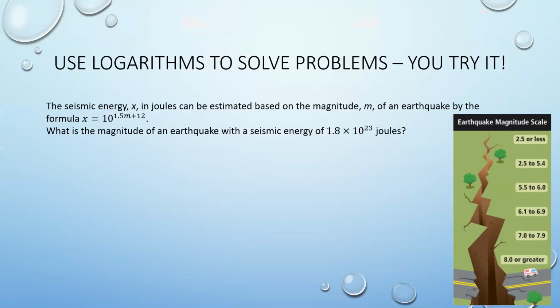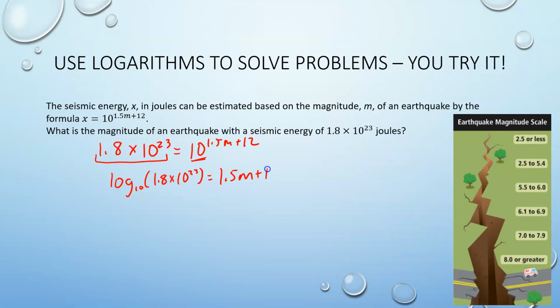Last but not least, please read this problem and try it on your own. Pause the video and then unpause to check your work. All right, for this one, same setup, except 1.8 times 10 to the 23 is what they give me. That still equals 10 to the 1.5m plus 12. So this time I did choose to just, oh, not yet, sorry. Okay, so I need to solve for an exponent. I convert it to log, so log base 10. Don't need to put the 10 on this side. So log of 1.8 times 10 to the 23 equals the exponent, 1.5m plus 12.